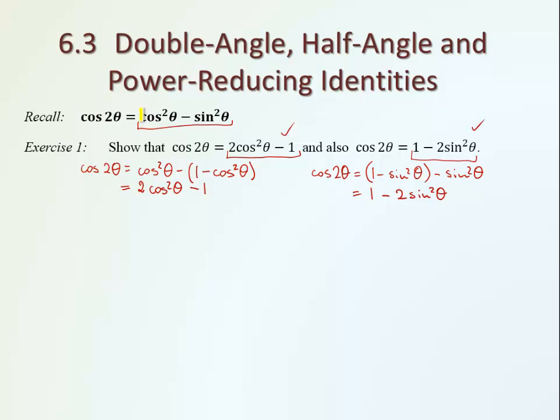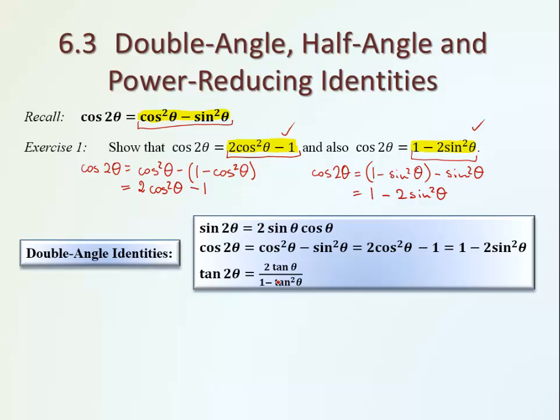Again, the most commonly used identity for cosine double angle is cosine square minus sine square, but occasionally it's a good idea to know that we can express this in terms of just cosine or just sine. So, 3 formulas.